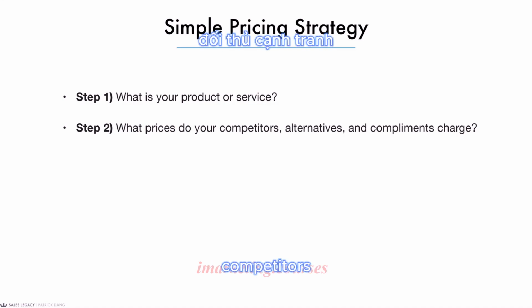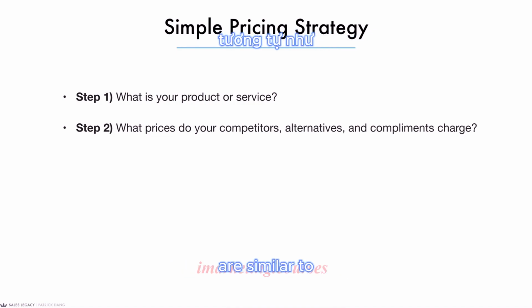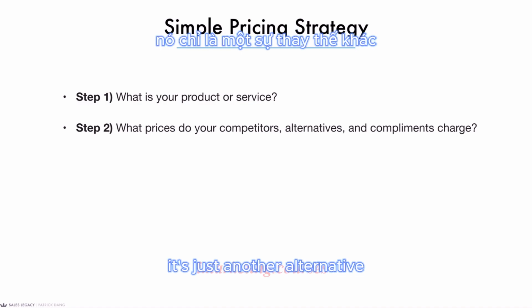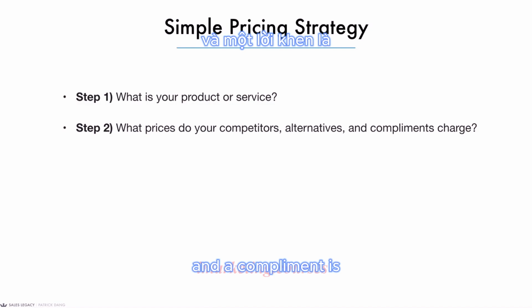Competitors are people that compete directly against you. Alternatives are similar to competitors, but not directly competing against you. It's just another alternative someone can take to solve their problem. And a complement is essentially a product or service that doesn't compete with you, but goes along with and supports whatever it is that you're selling. Understand the market. How much are people charging now? What are the current market prices?